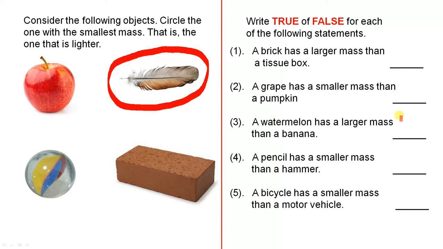A watermelon has a larger mass than a banana. So remember, they're writing true or false. A pencil has a smaller mass than a hammer. A bicycle has a smaller mass than a motor vehicle. So they can talk about each of these. If you don't have the concrete objects, just common sense will lead them to the answer, and we're writing true or false for each answer.